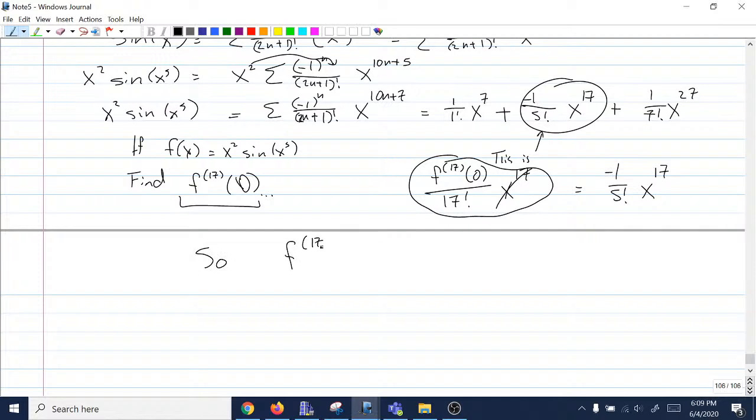F to the 17th power of 0 is going to be negative 17 factorial over 5 factorial. Huh. Weird. Note that you don't want to take the derivative of that 17 times. It's going to be a crazy power rule whatever. But somehow the answer is going to end up being negative 17 factorial over 5 factorial.